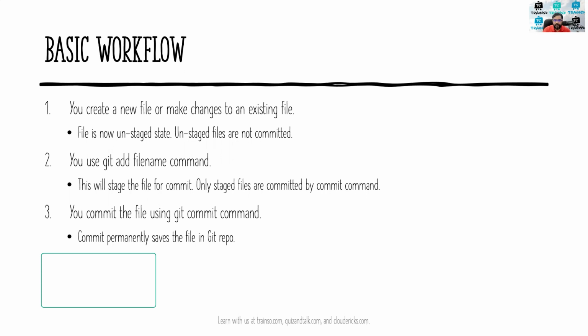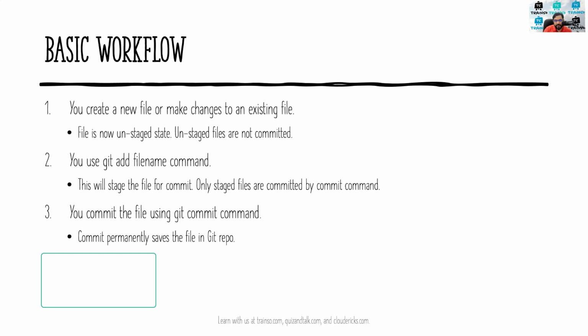Create or modify the file in your operating system specific way. Whenever you create or modify a file within a GitHub repository folder, it will immediately become an unstaged file. And then you can use git add file name to make it a staged file. And after that, you can use the git commit command to actually save it permanently to your Git repo.